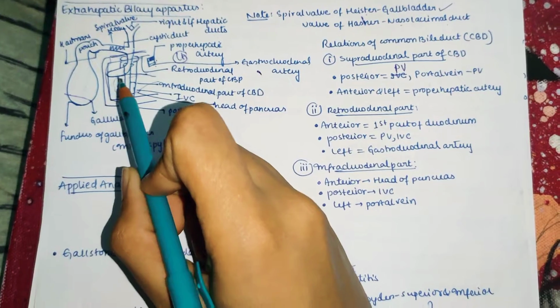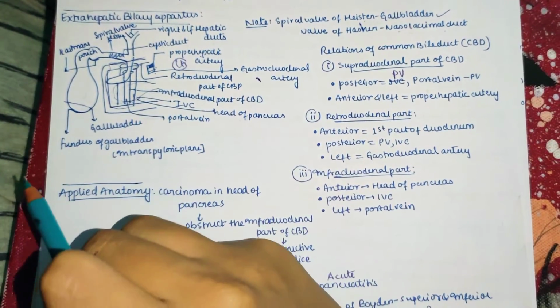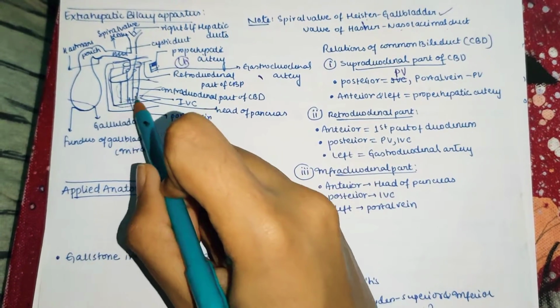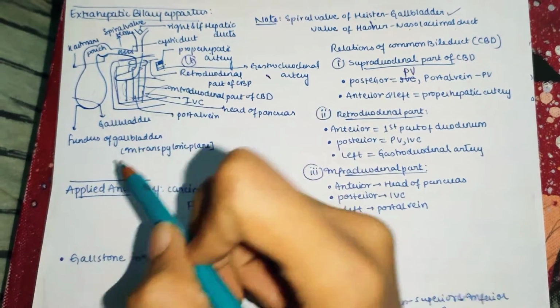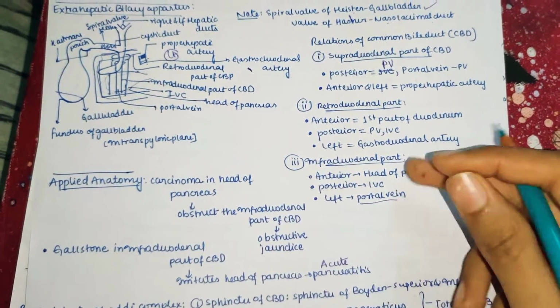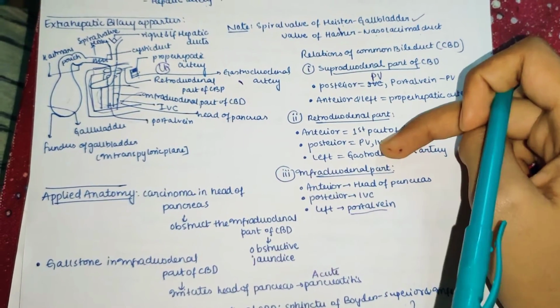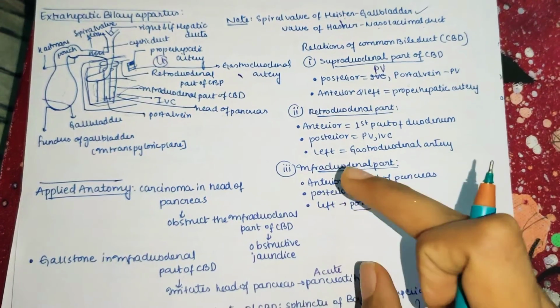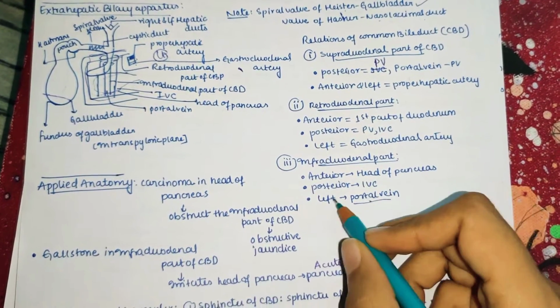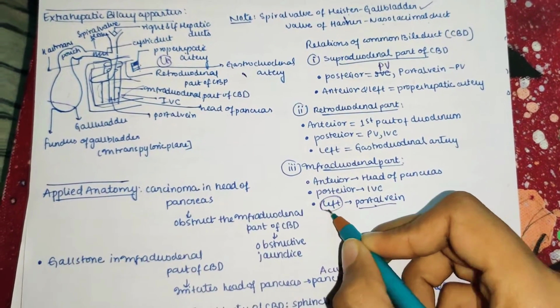Infraduodenal part: anteriorly it will have the head of pancreas, posteriorly the inferior vena cava, and to the left you will have the portal vein. So remember, in supraduodenal and retroduodenal parts, the portal vein is a posterior relation, but in the infraduodenal part, the portal vein is the left side relation.